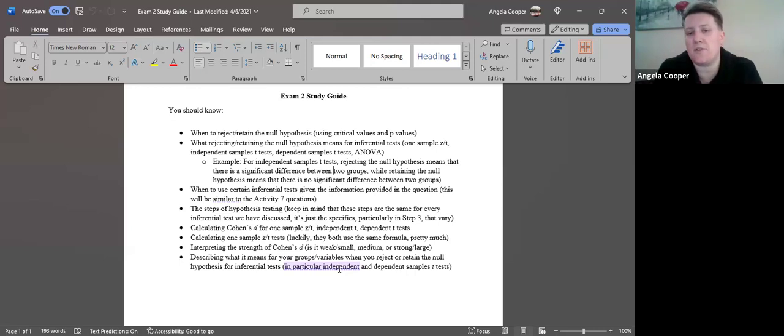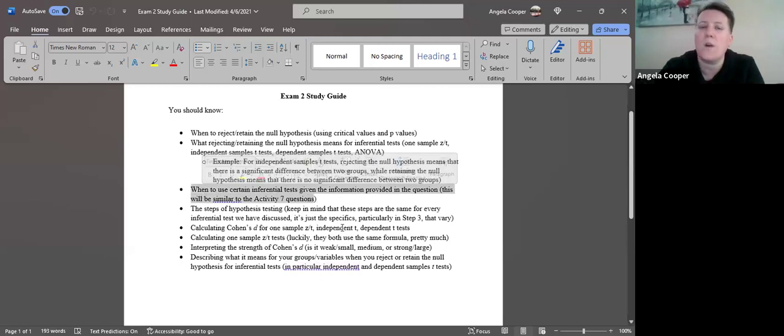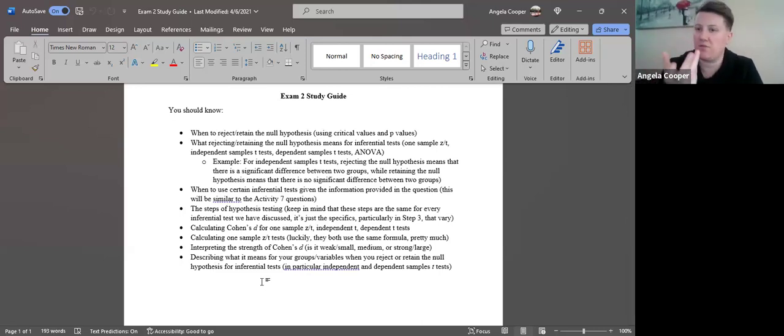Lastly, describing what it means for your groups or variables when you reject or retain the null hypothesis, in particular for independent and dependent samples t-tests. Yes, we've talked about how you'll need to know when to reject or retain the null based on critical values or alpha and p-values. But you'll also need to know which test would be used to calculate this. And then describe what it means when you do reject or retain the null. What does that tell you about the groups that are provided?